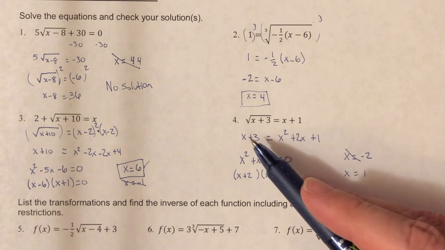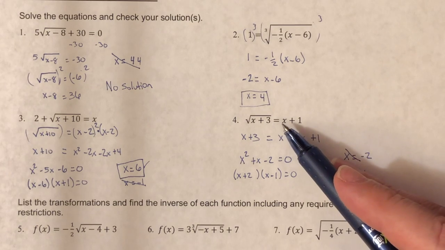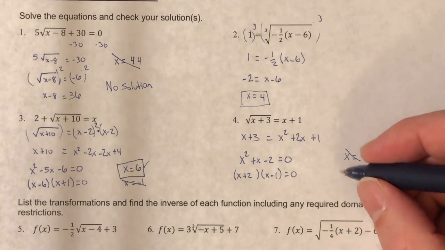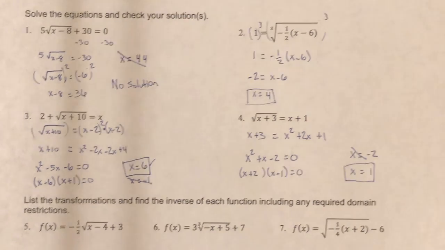I put 1 in. 1 plus 3 is 4. The square root of 4 is 2. 1 plus 1 is 2. So this does work, and that is my solution.